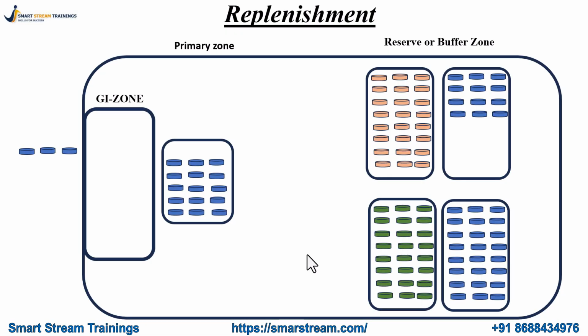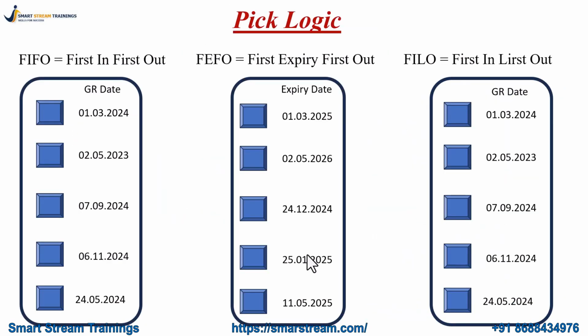And let's get into another topic. What exactly is the next topic? Pick logic. In both WM and EWM, we have this pick logic. Pick logic is nothing but, while picking the product to issue to the customer, which product I have to pick. This is what I can say is pick logic.